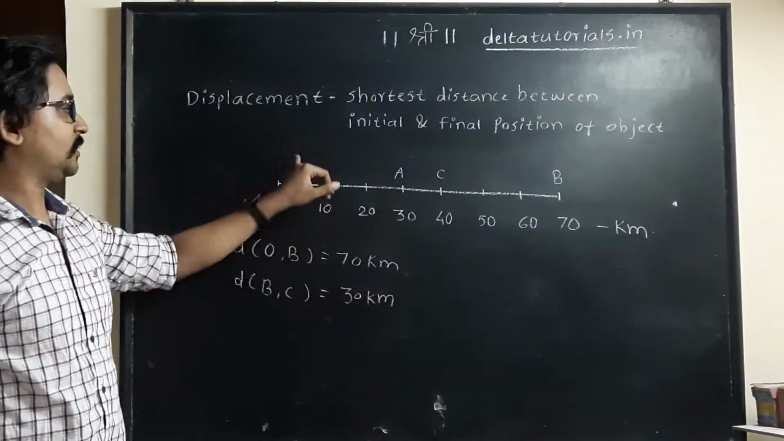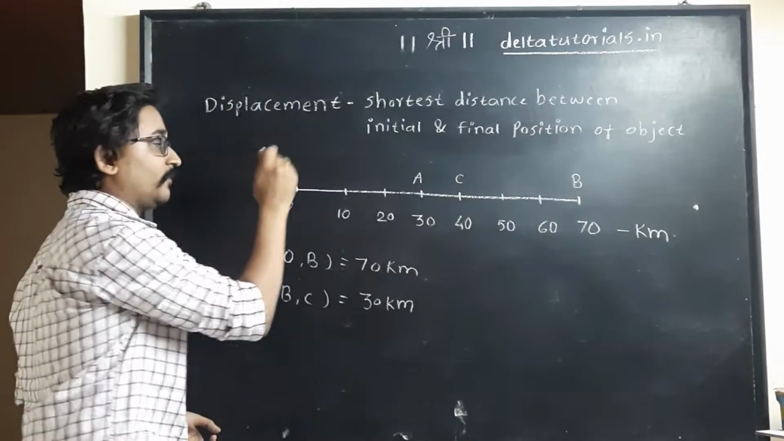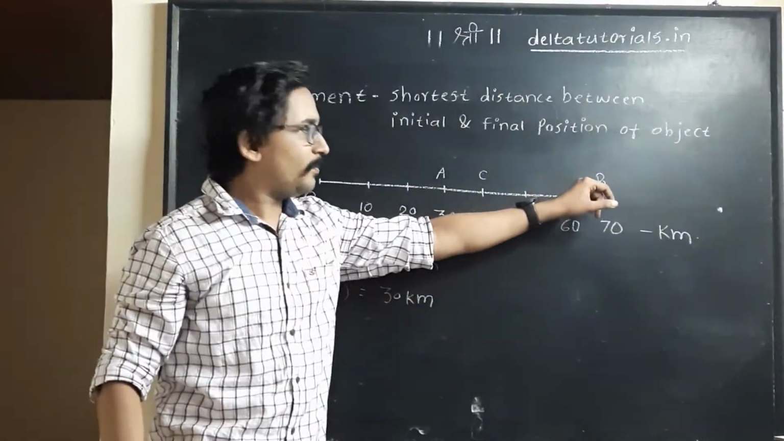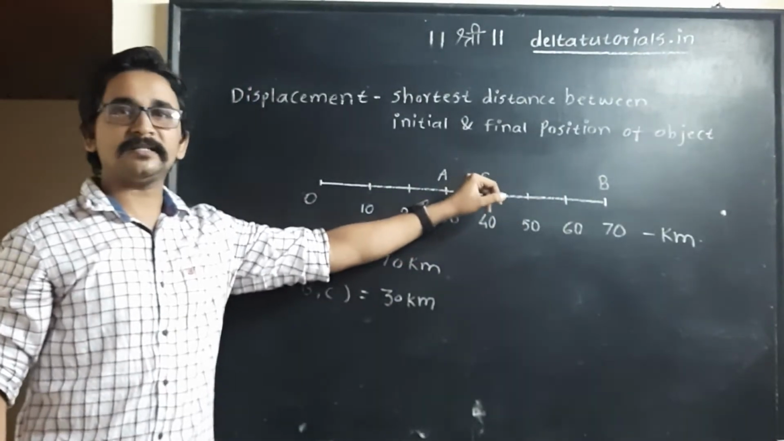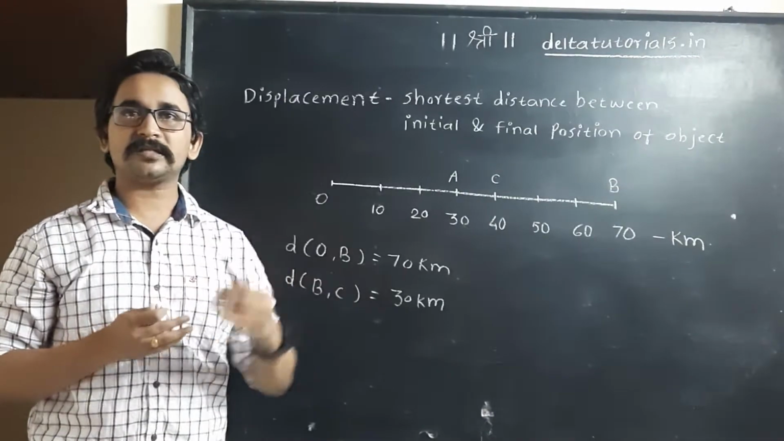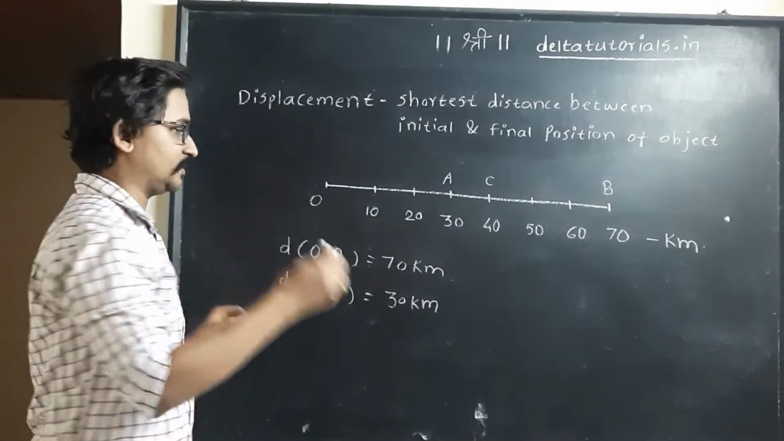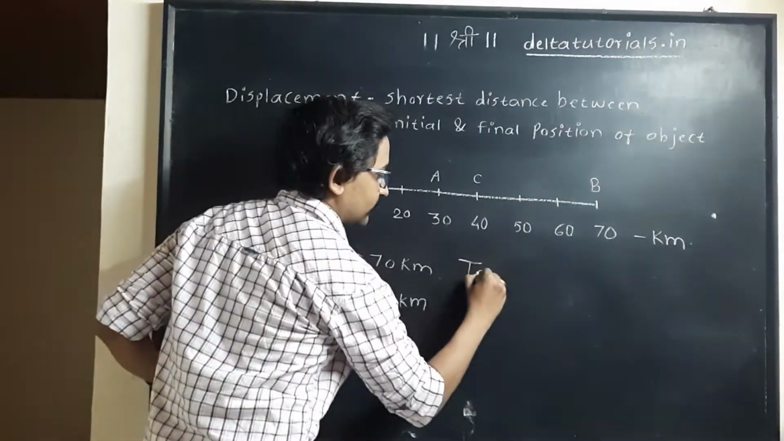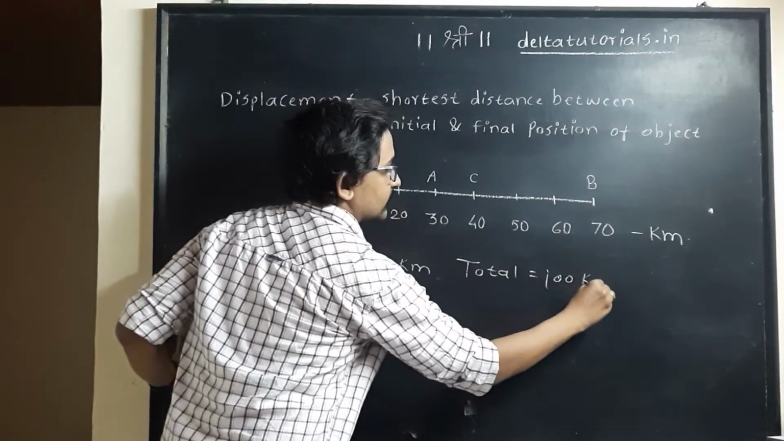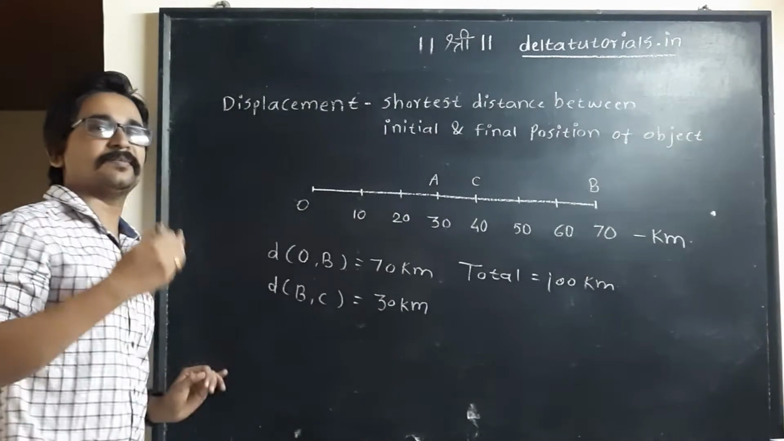Now consider a very important thing. The object has traveled from O to B, 70 kilometers, and it came back from point B to point C, 30 kilometers, which means 70 plus 30. So the total distance traveled is 100 kilometers in this case. But what about displacement?